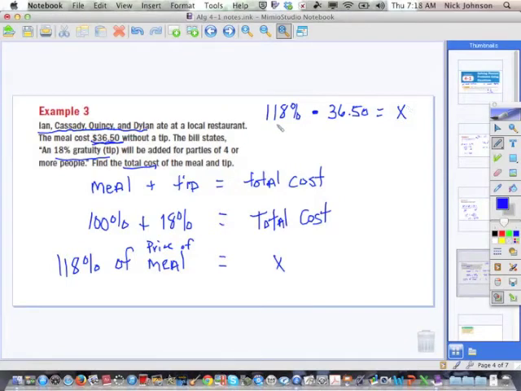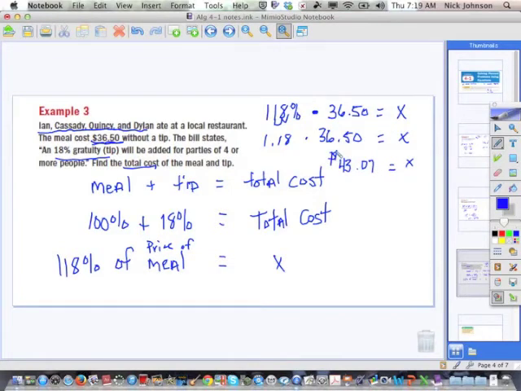Okay? We'll change this to a decimal. 1.18, two decimal places to your left, times 36.50 equals X. Therefore, X equals, and 1.18 times 36.50 is $43.07.